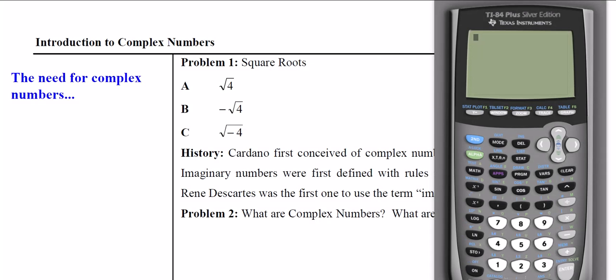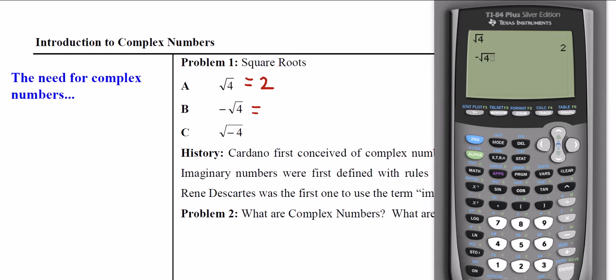We've come to a point in mathematics where we've been told up to this point that some things are not possible. We're going to go ahead and show you otherwise. Let's start with the square root of 4. If we type that in a calculator, we're going to get an answer of 2.